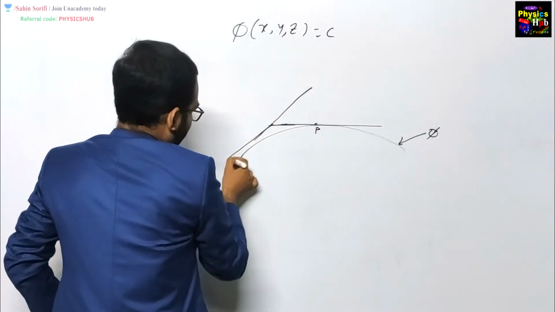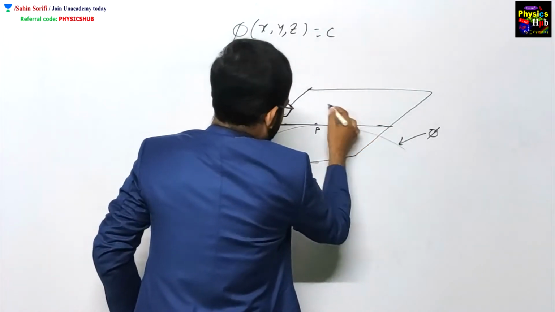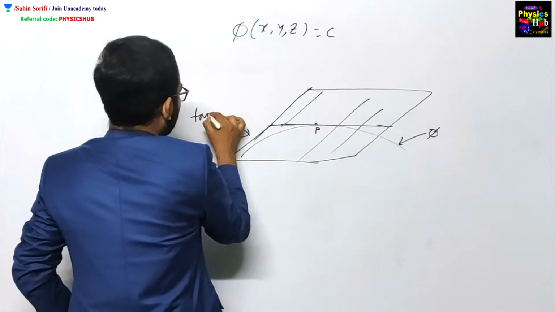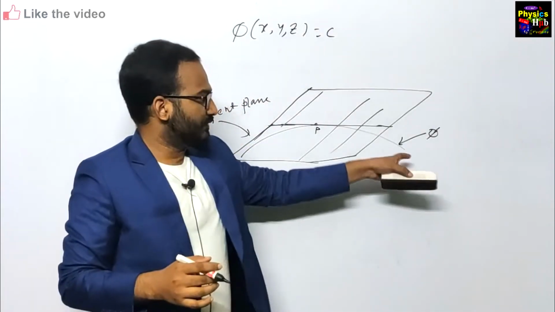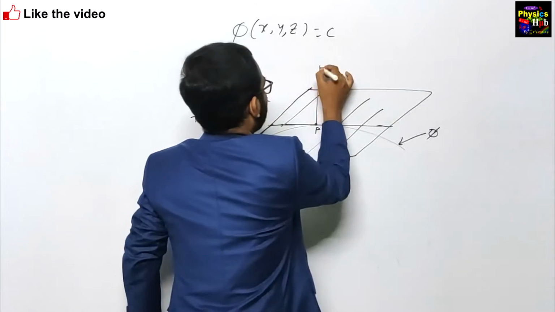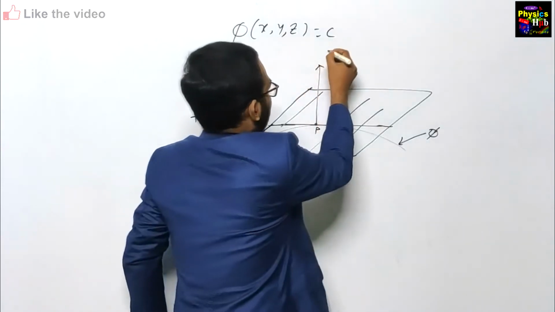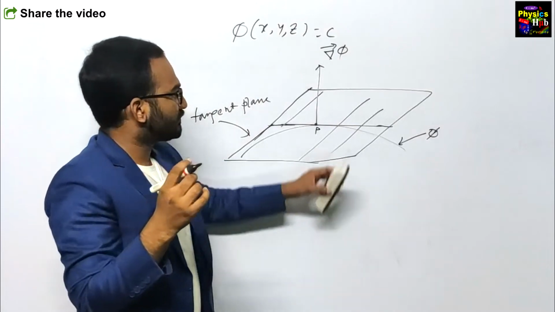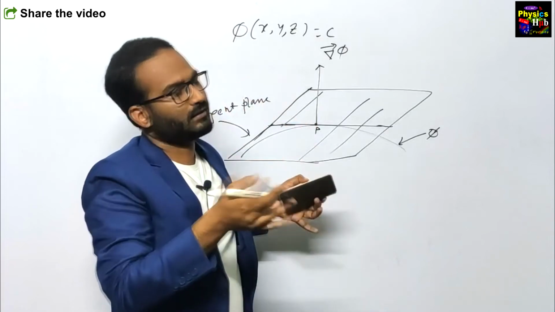If I consider something like a 2D structure, so this surface will be the tangent plane. Now as you know, if this phi is a level surface, then what will be the perpendicular at any point of that surface? So perpendicular will be given by grad of phi. Now unit vector in this direction will be grad of phi divided by modulus of grad of phi.